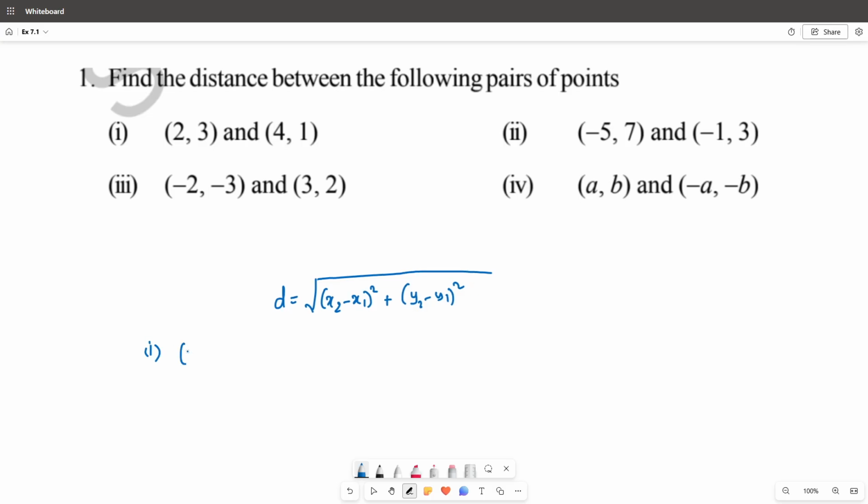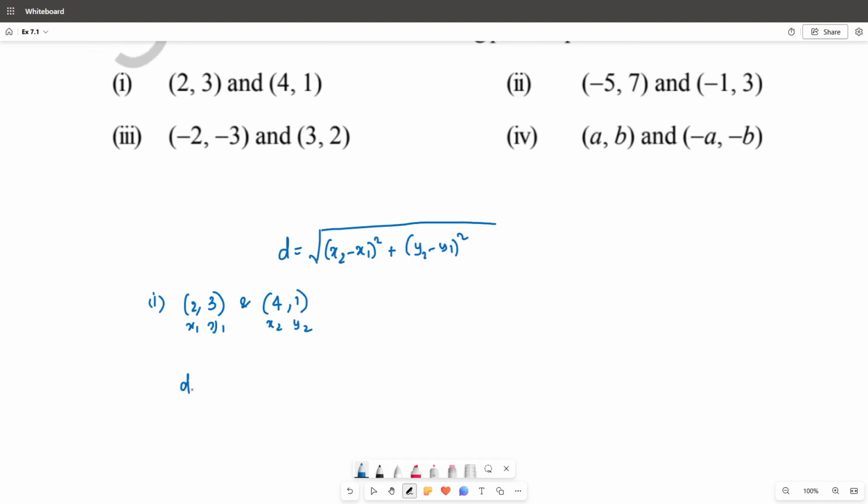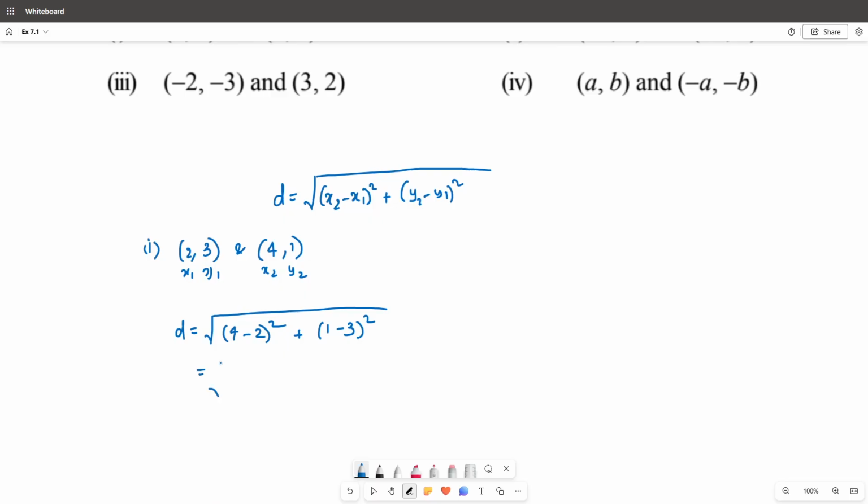The first one we have is 2 comma 3 and 4 comma 1. Let this be x1 and y1 and this be x2 and y2. If I input in that formula, I would get x2, that is 4 minus 2 square plus 1 minus 3 square. So we have 4 minus 2, that is 2 square, plus 1 minus 3, that is minus 2 square.